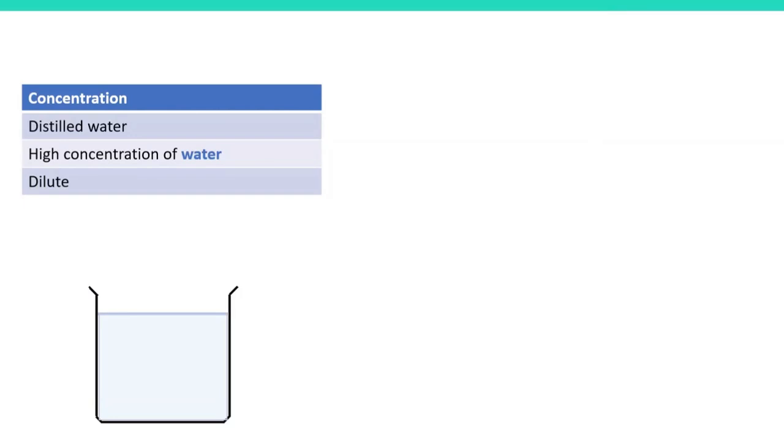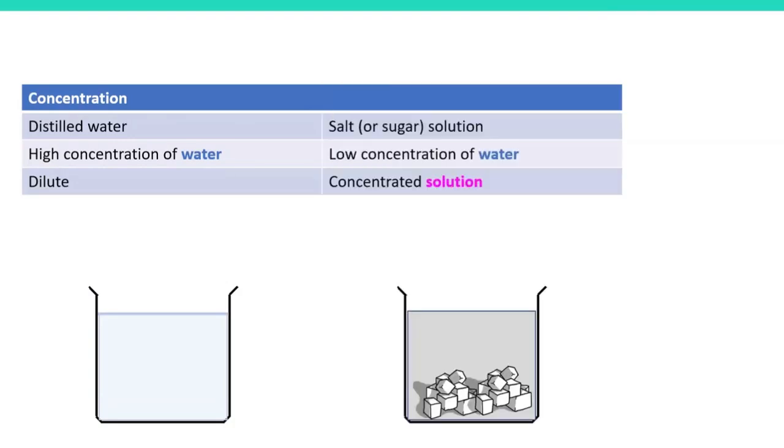What we have here is a beaker of water. It's distilled water. So that means we have a high concentration of water. There's no impurities in it. It's just water. We say that it's really dilute. What I've got over here is loads of salt. It could be sugar. It doesn't have to be sodium chloride salt. It's just salts. So we've got a low concentration of water.